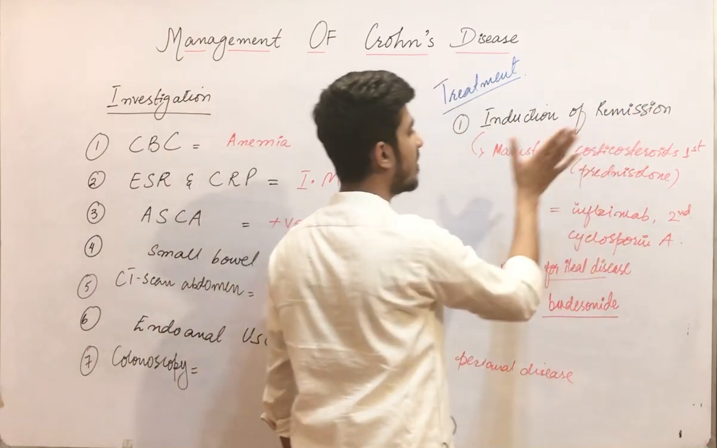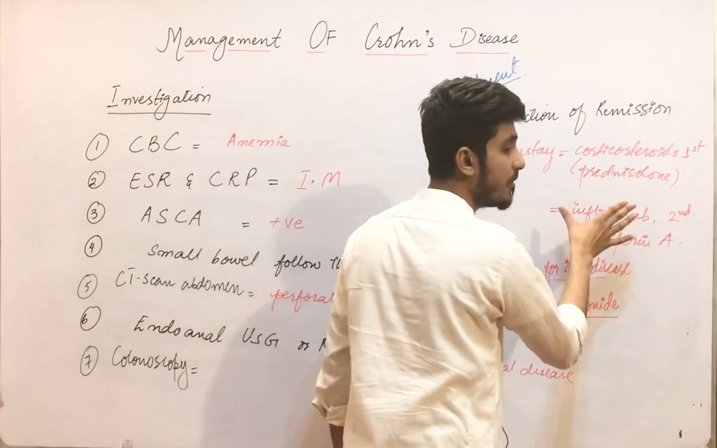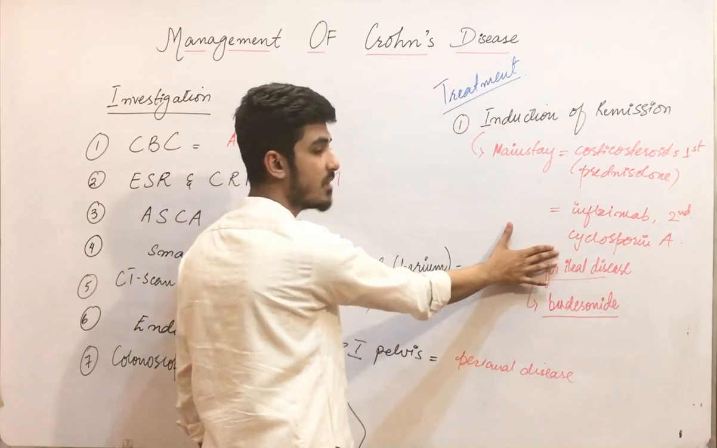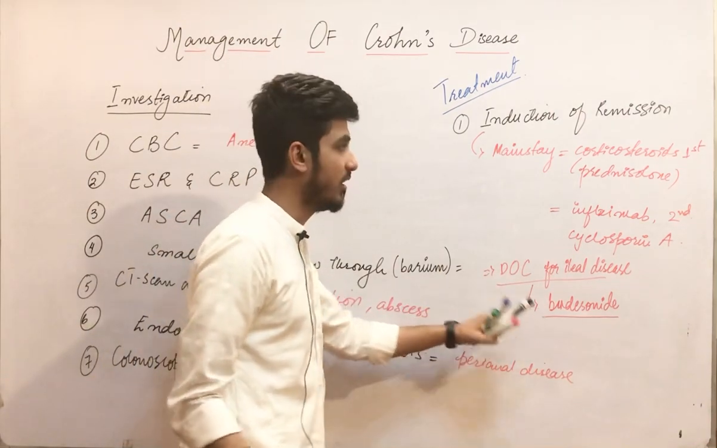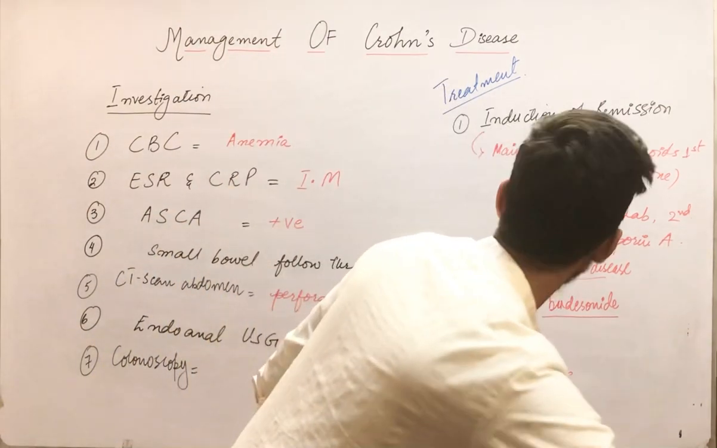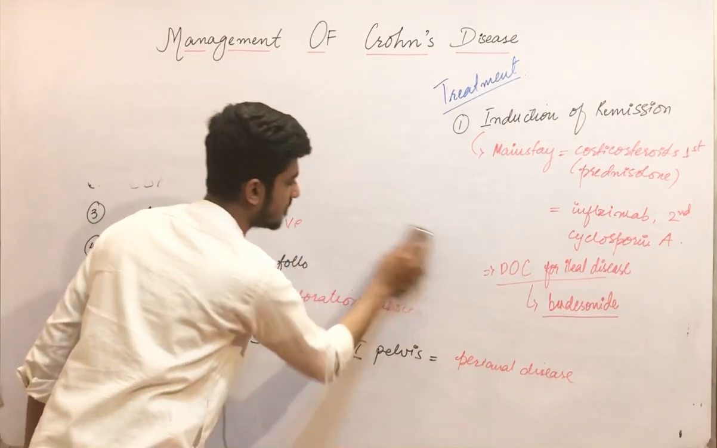Induction of remission, the main stage of the treatment: mild, moderate, severe, all with corticosteroids. If the patient is not responding, you will be giving infliximab, cyclosporin A, and the drug of choice for the ileal disease is budesonide. Now the second heading, that is the maintenance therapy.